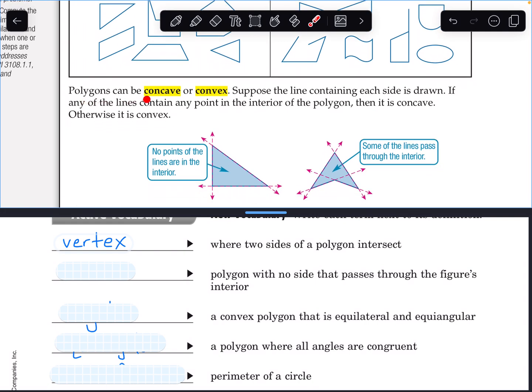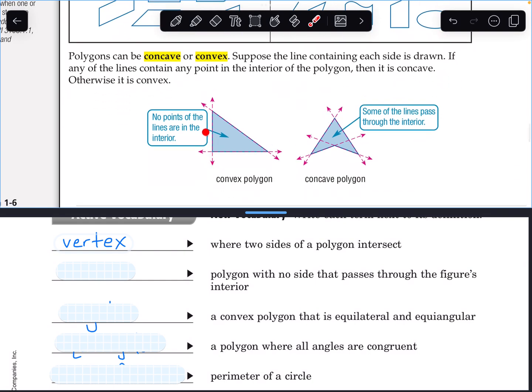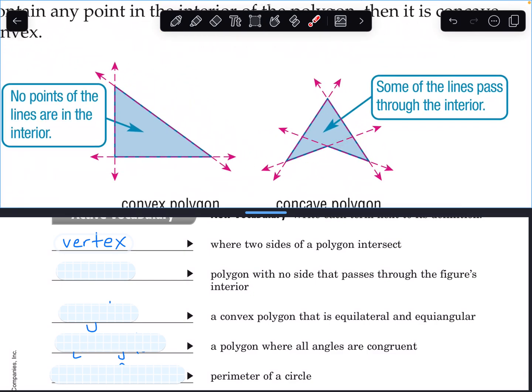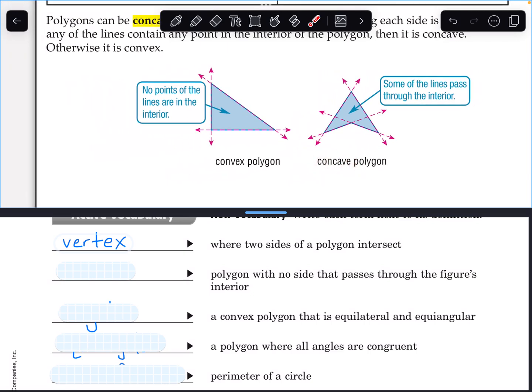What else? Polygons can be concave or convex. Suppose the line containing each side is drawn, the whole line. So notice they're extending the sides here with the little arrows. If any of the lines contain any points in the interior of the polygon, then it is concave. Otherwise, it is convex. So notice here, none of the inside is on those lines, whereas if you draw this shape, a deltoid here, extending this line would run through the middle of the polygon. So we've got some interior intersections going on there. So that makes it concave.